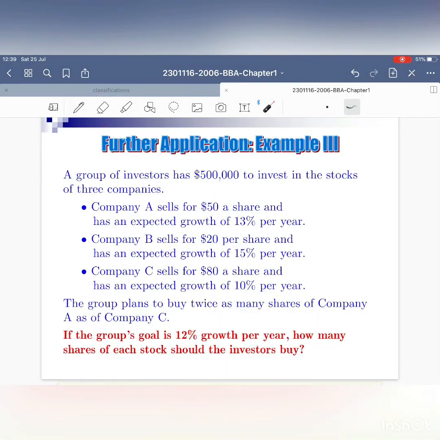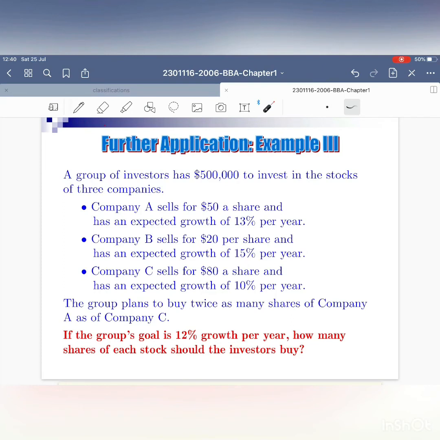Now look at the next example. It says that a group of investors has $500,000 to be invested in the stock of 3 companies. The first company, A, sells at $50 per share and is expected to grow 13% per year. Company B sells at $20 per share and is expected to grow 15% per year. And company C sells at $80 per share and is expected to grow 10% per year.